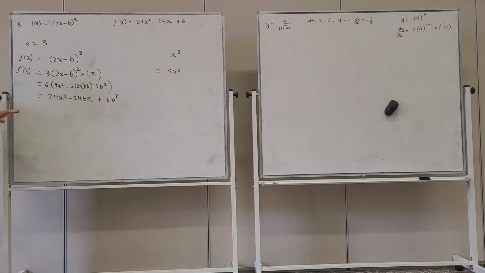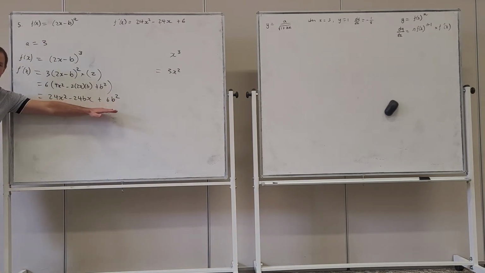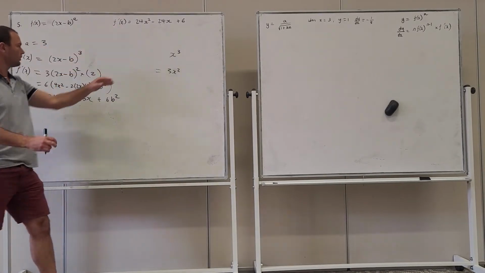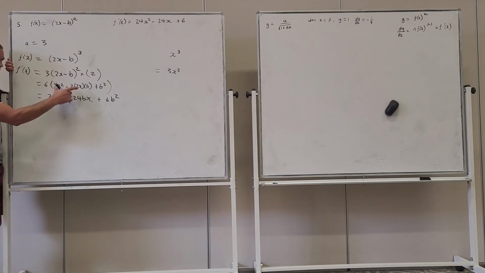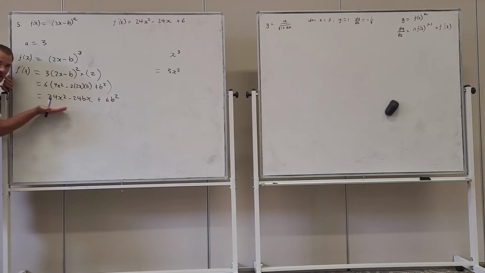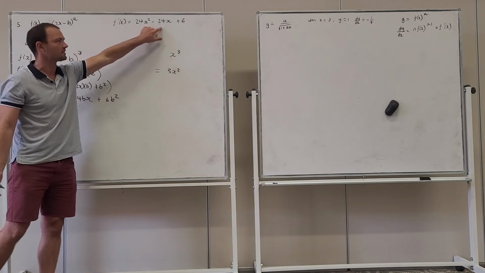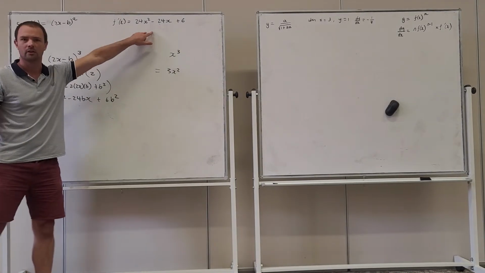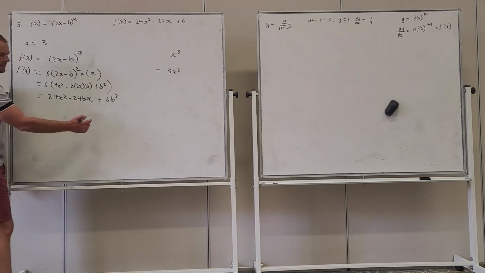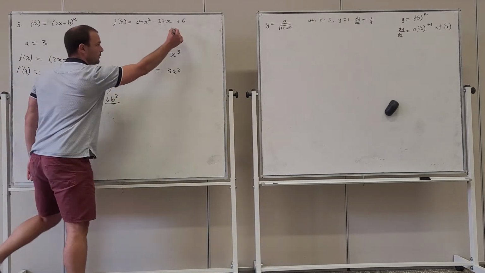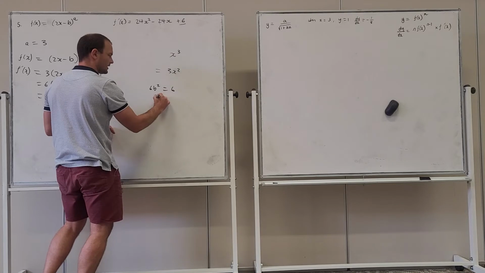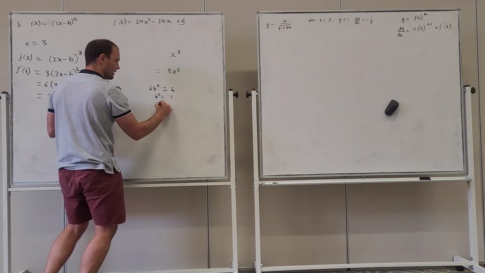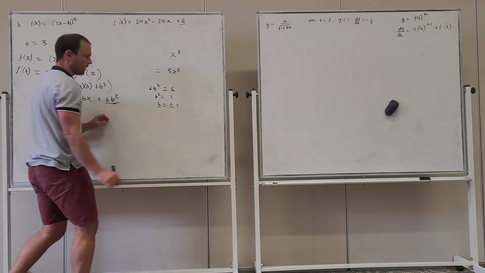Okay, then we can equate this function with this one. Here's f of x, here's f dash of x. All of these are f dash of x, we've expanded it, and now it's written in the same form that this one is. So we can start to equate the terms that correspond. We can see that 6b squared equals 6. So that gives us b squared is 1, and that gives us b is plus or minus 1.